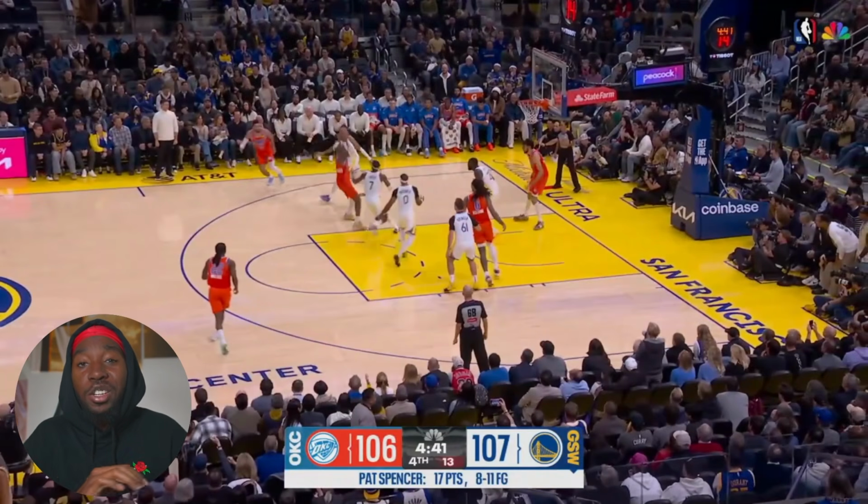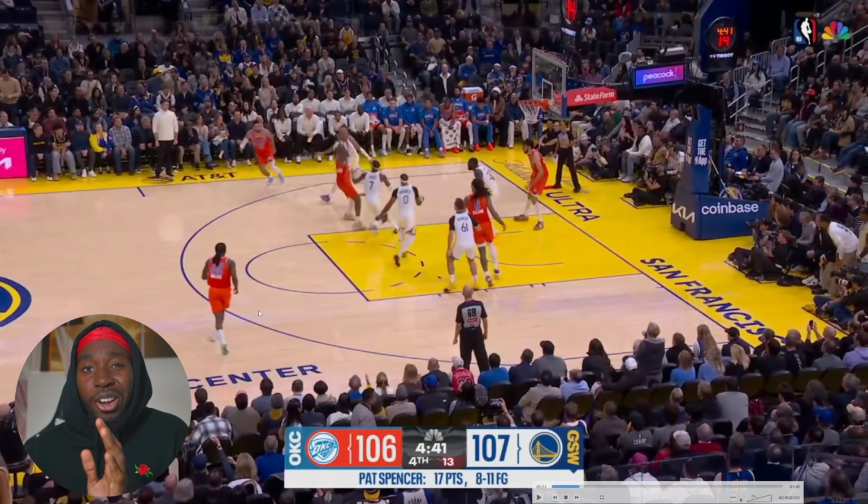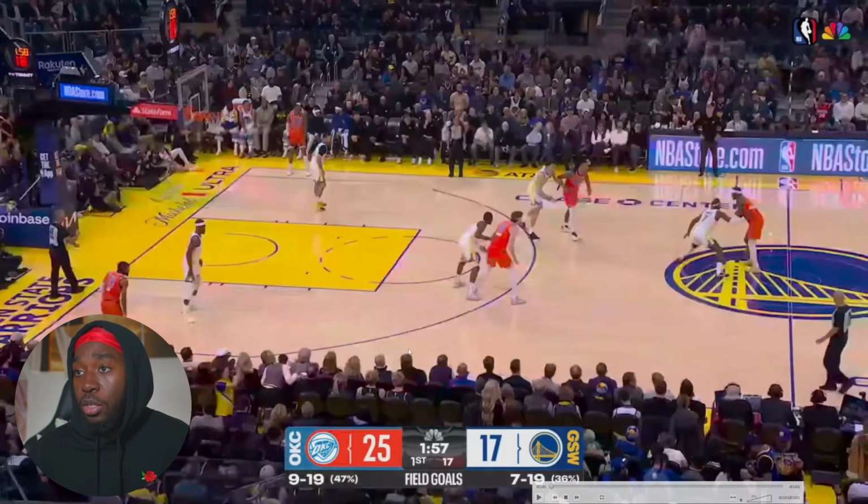Today's generation of basketball does not allow for you to be somebody who just gets assists and doesn't get buckets. You have to be able to get buckets if you want to be able to get assists. So that's what we're going to break down in SGA's game here today, right? So first play right here.